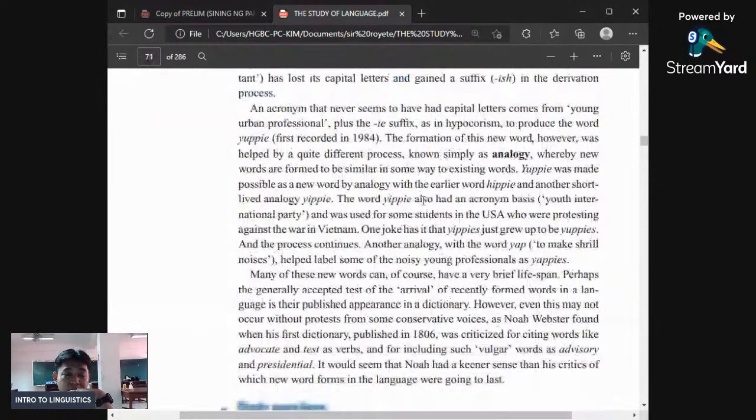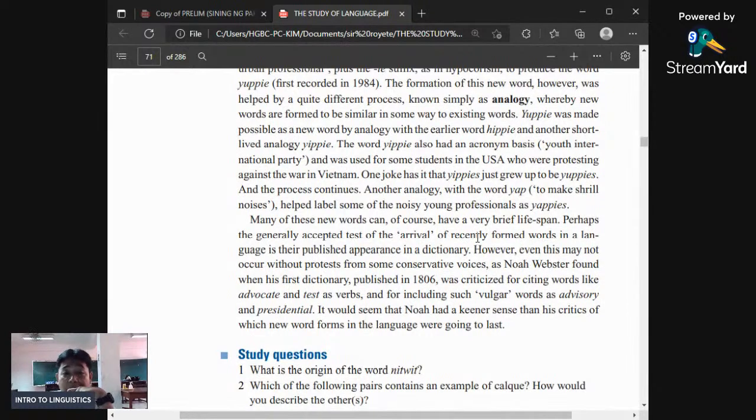So many of these new words can, of course, have a brief lifespan. Perhaps the generally accepted test of the arrival of recently formed words in a language is their published appearance in a dictionary. However, even this may not occur without protest from some conservative voices, as Noah Webster found when his dictionary published in 1806 was criticized for citing words like advocate and test as verbs, and for including such vulgar words as advisory and presidential. It would seem that Noah had a keener sense than his critics of which new words formed in the language were going to last.